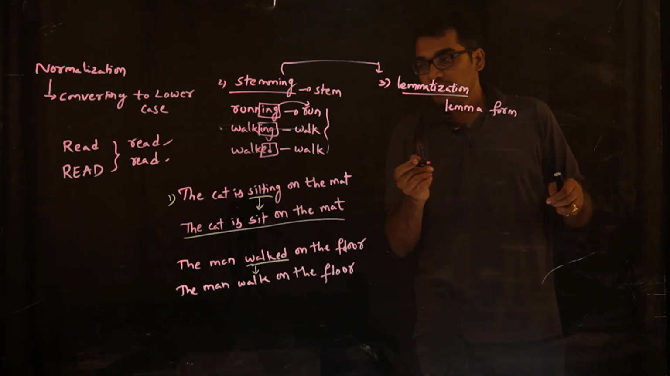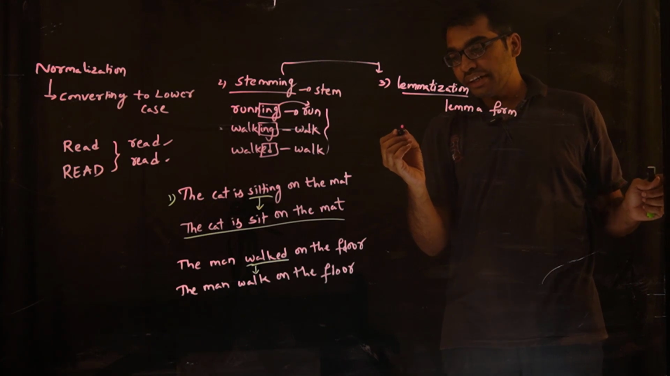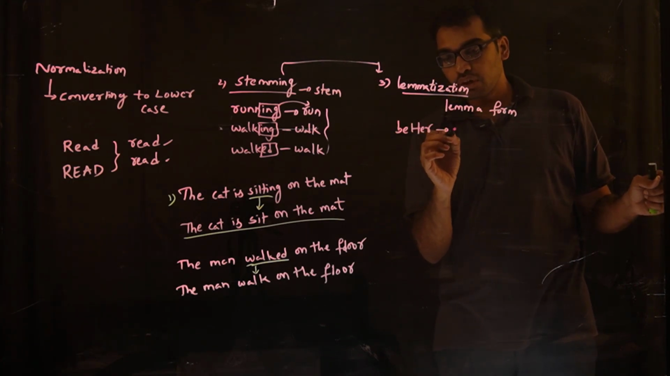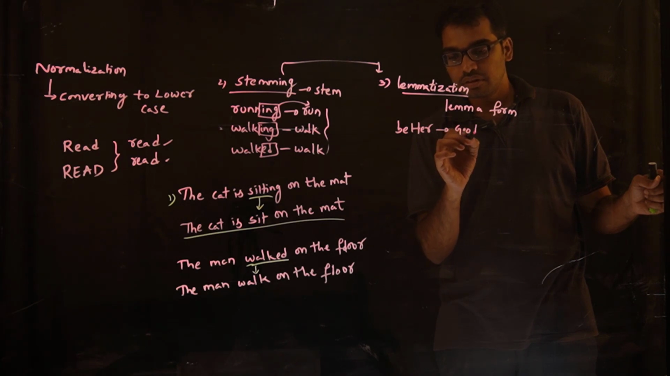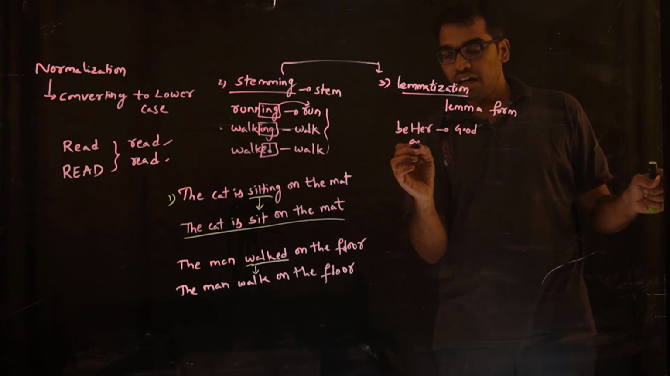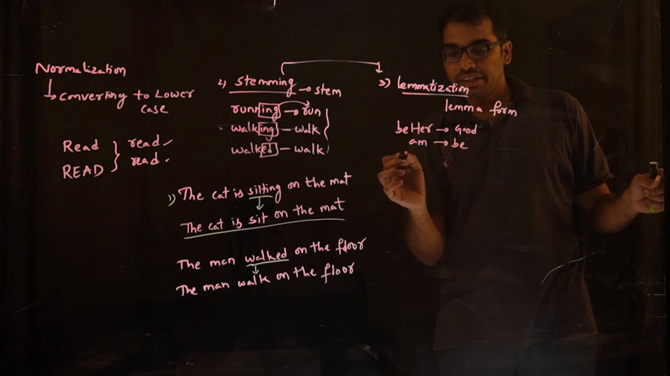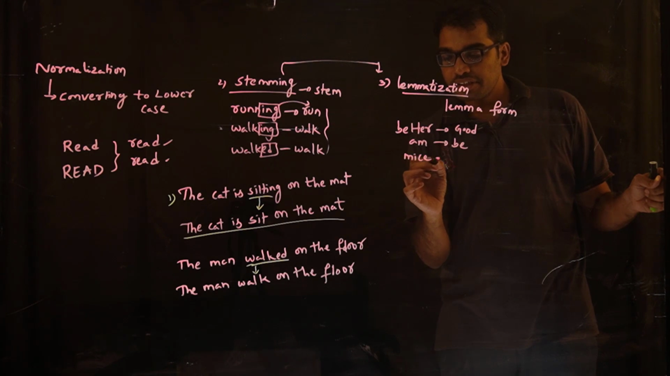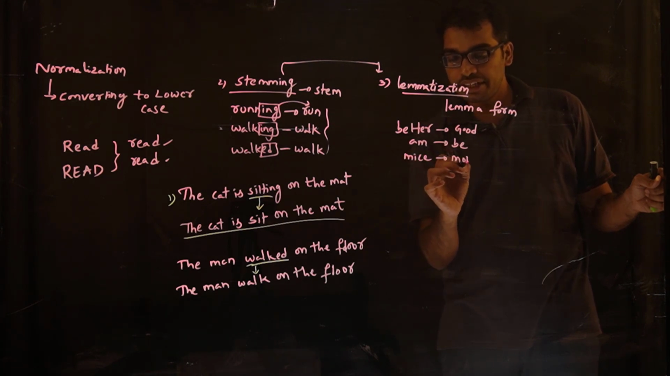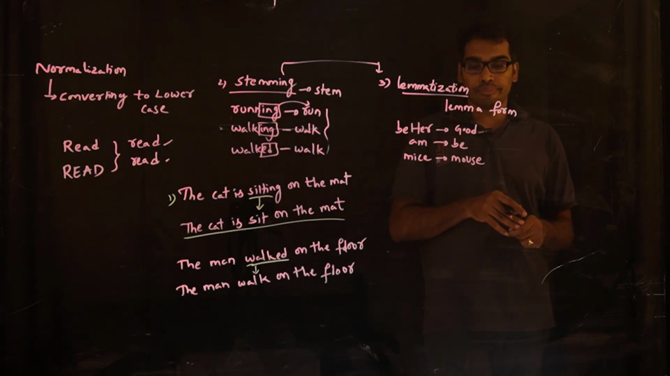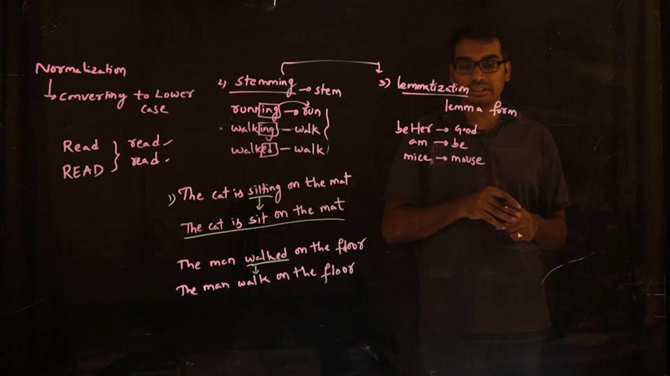Let's look at typical examples. Better will convert to good. Similarly, am is converted to be, and similarly, mice is converted to mouse, something like this. So it is a more advanced linguistic root form. These are called lemmas.